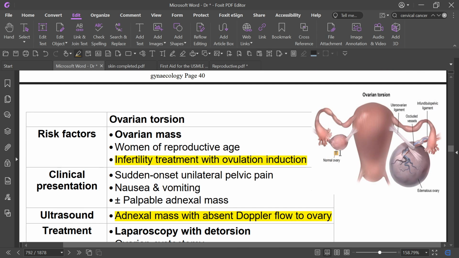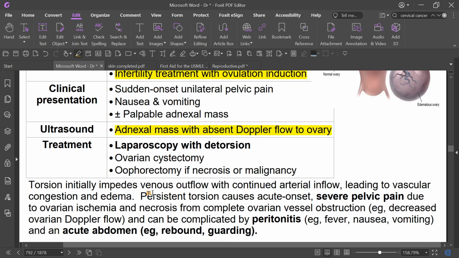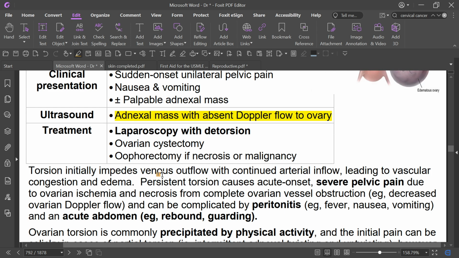This is ovarian torsion. This is the occluded vessel. This is the uteropelvic ligament. This is the infundibulopelvic ligament. Normal ovary. This is edematous ovary. There is torsion. Laparoscopy with detorsion, ovarian cystectomy, and oophorectomy if necrosis or malignancy.